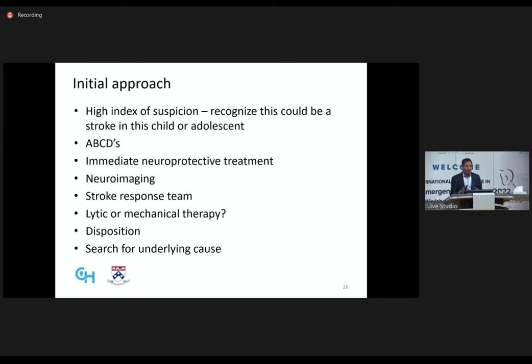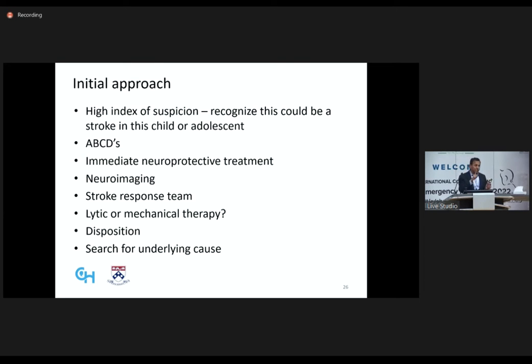So, initial approach to a child: high index of suspicion, recognition that this could be a stroke in this child or adolescent. You want to do your ABCDs, make sure those things are okay. D for disability, remember. How's his mental status? And then if you remain suspicious about the possibility of stroke, it is very important to institute immediate neuroprotective treatment.